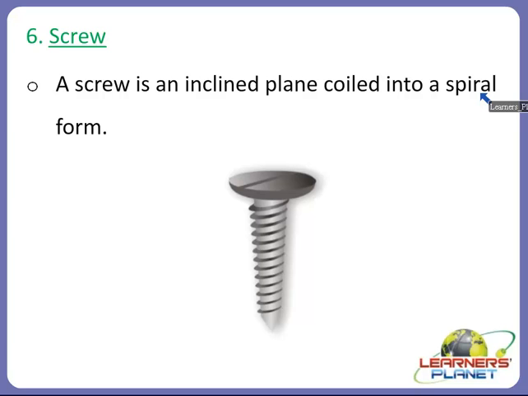Now we will learn about the last but not the least simple machine, known as the screw. Right, so what is meant by a screw? What is actually a screw? Yes, a screw is an inclined plane which is coiled into a spiral form, as you can see here in this picture. Now a simple demonstration will show us how a screw is actually an inclined plane.